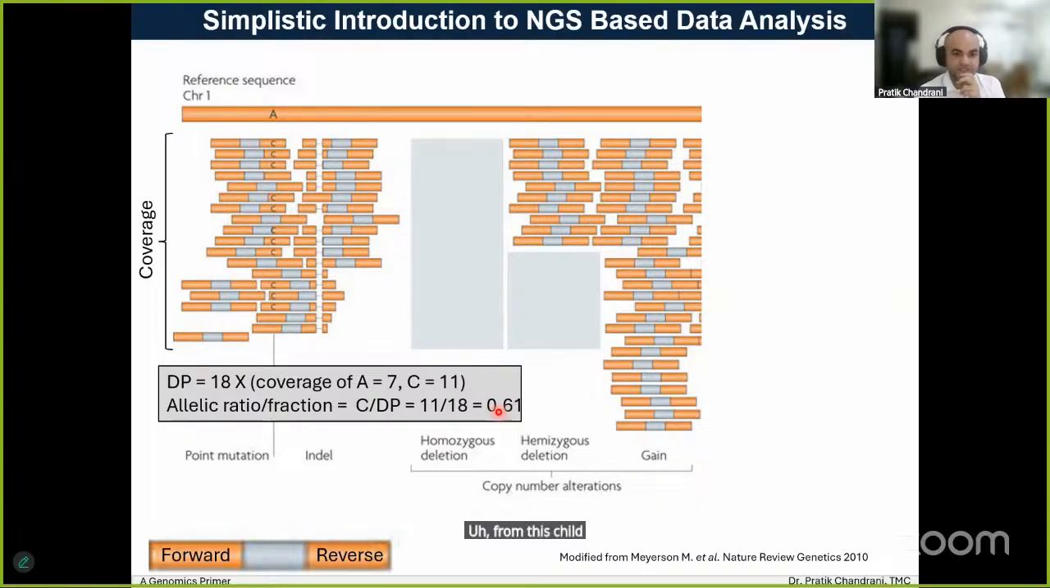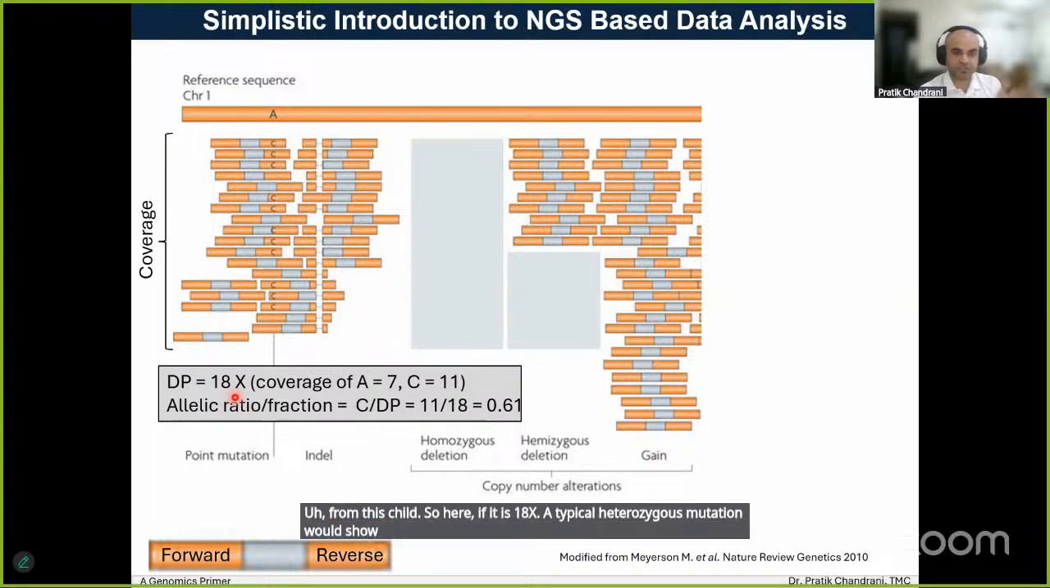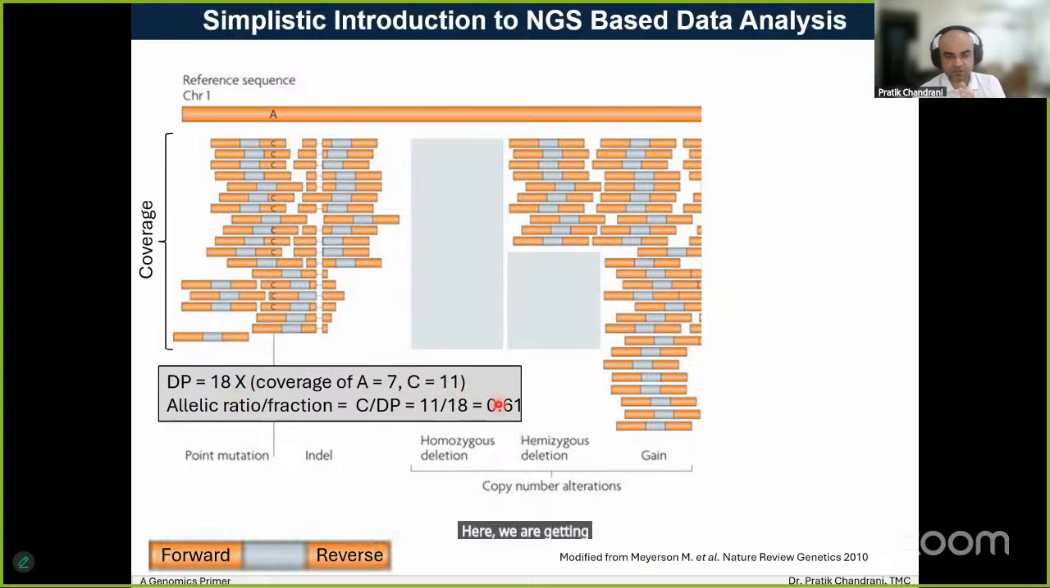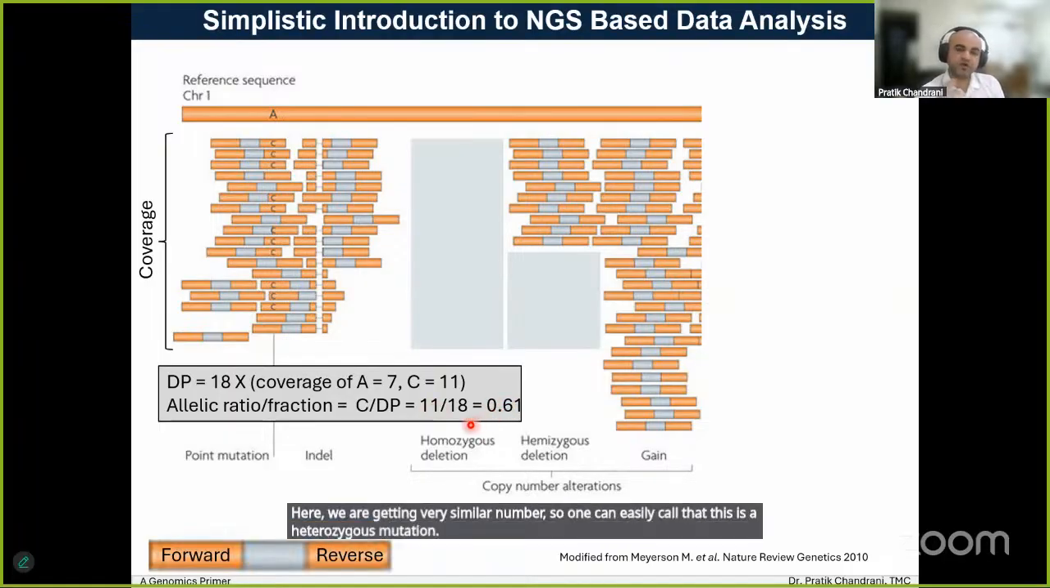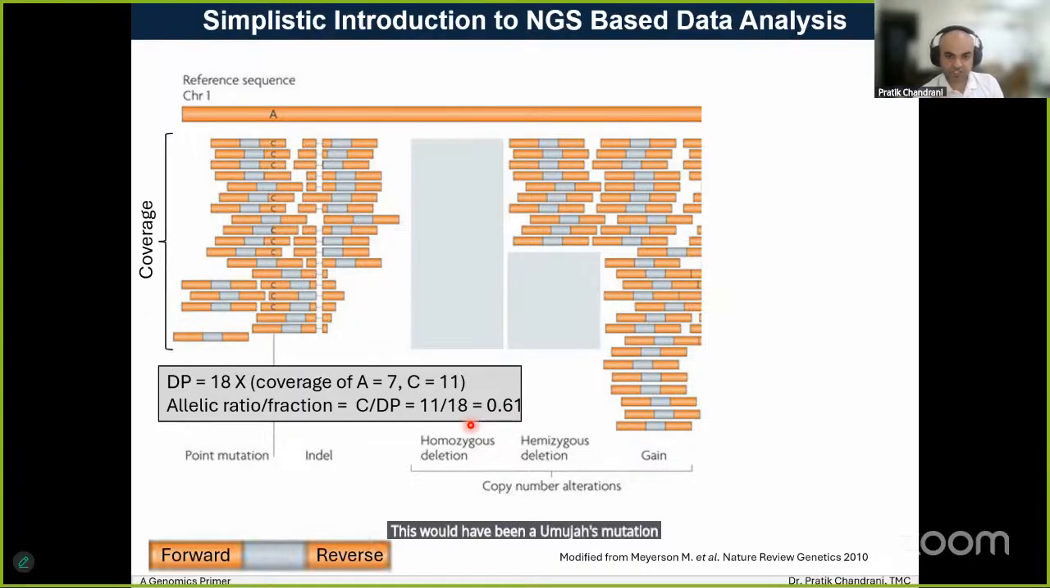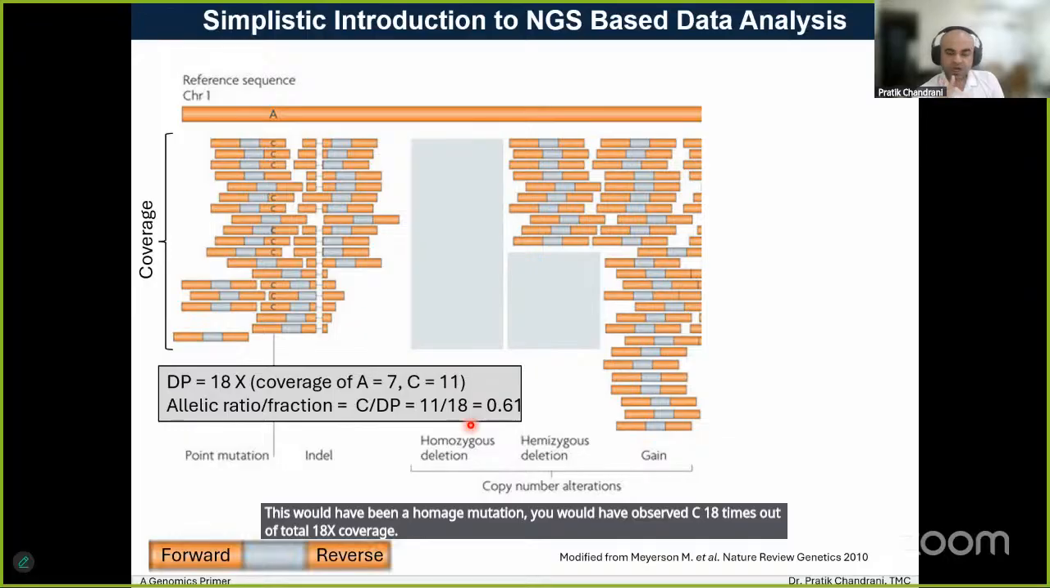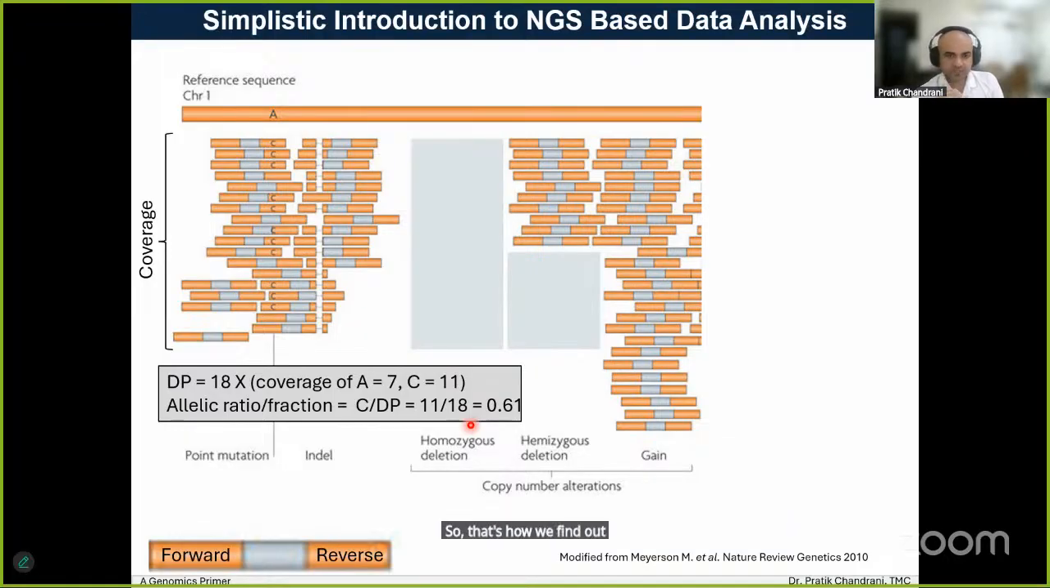So here, if it is 18x, a typical heterozygous mutation would show 9 times mutation and 9 times wild type. Here we are getting a very similar number, so one can easily call that this is a heterozygous mutation. If this would have been a homozygous mutation, you would have observed C 18 times out of total 18x coverage. So that's how we find out allelic fraction and we interpret whether it is a heterozygous mutation or a homozygous mutation.